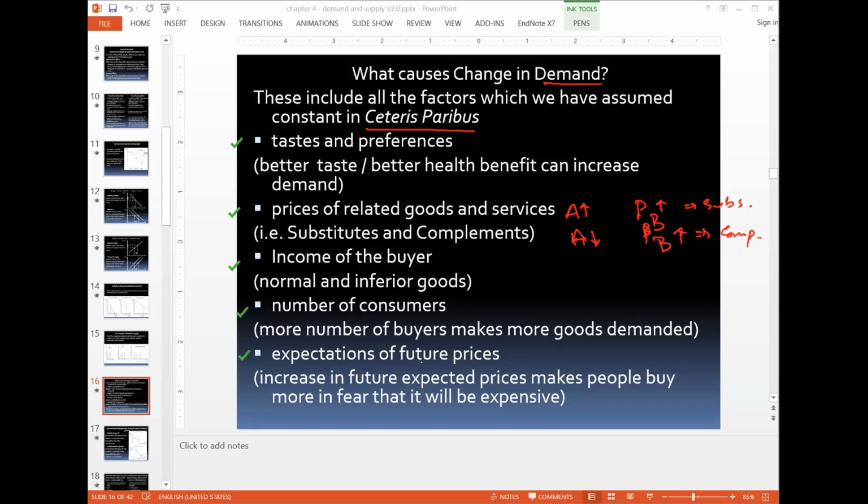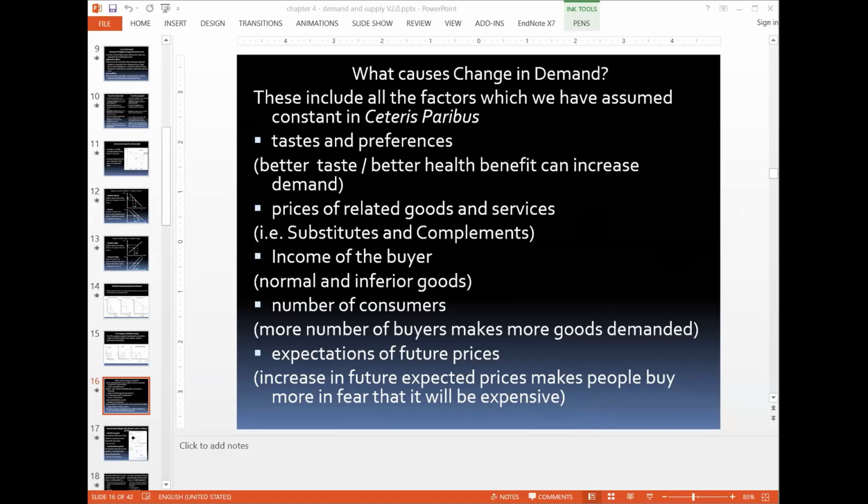Expectation of future prices. So if the customer thinks that there will be increase in price in future, he will buy more today. So this means that if there is an expectation that future prices are increasing, they will buy more today so that they do not have to buy at a higher price in the future. Okay, so these are some factors that explain the change in demand.